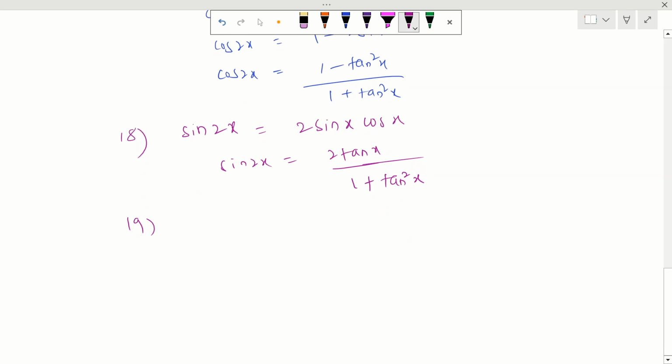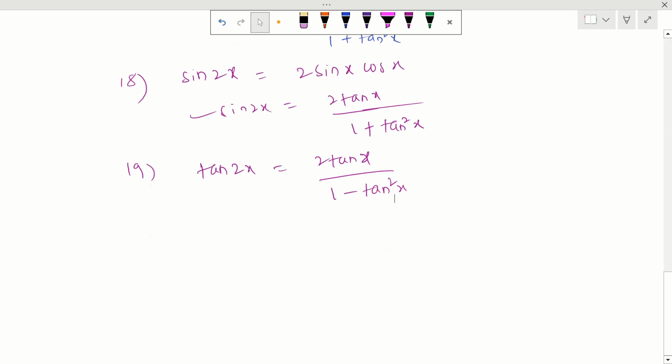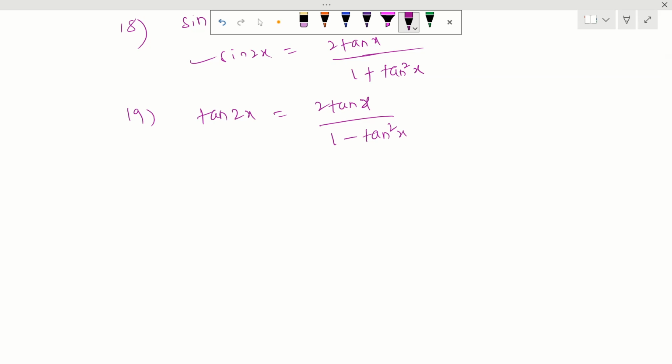Here the tan 2x formula is similar to this formula, but here 1 minus will be there. Tan 2x is 2 tan x divided by 1 minus tan square x. This seems similar, but here minus is the only difference. Okay, now sin 2x, cos 2x, tan 2x is over.